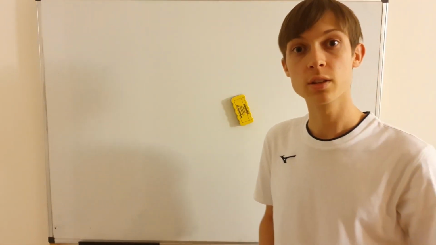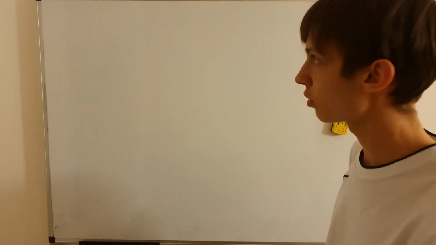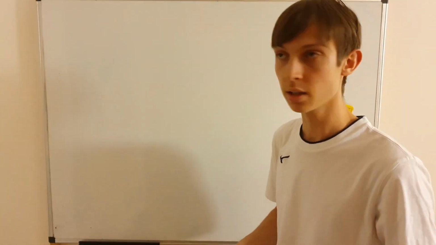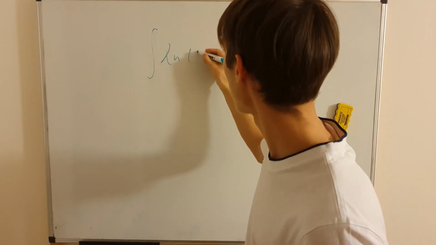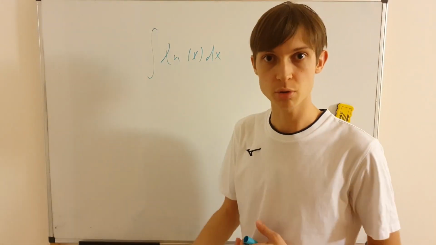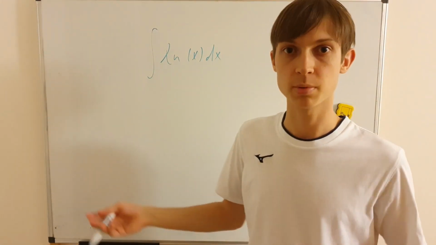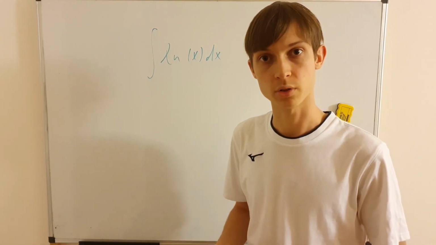Let's go over the integral of the natural logarithm of x. So basically, natural logarithm is the logarithm with base e. And if I want to take the integral of this, there are more ways to approach it, but probably the most explicit and easy way is to use integration by parts.